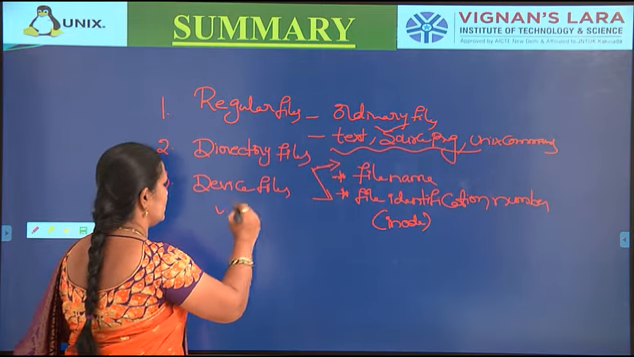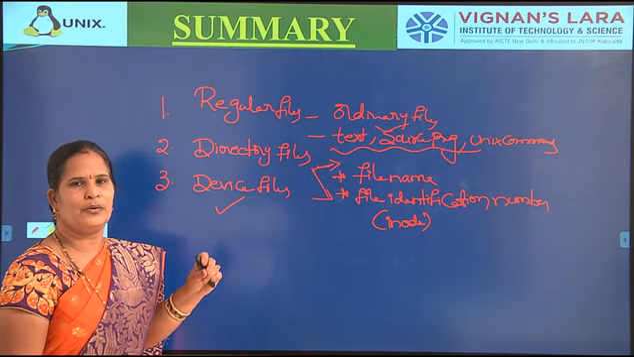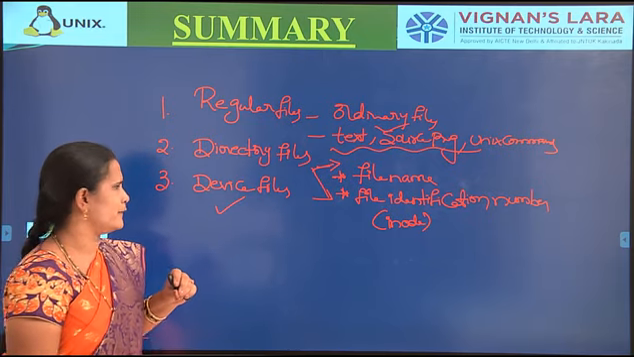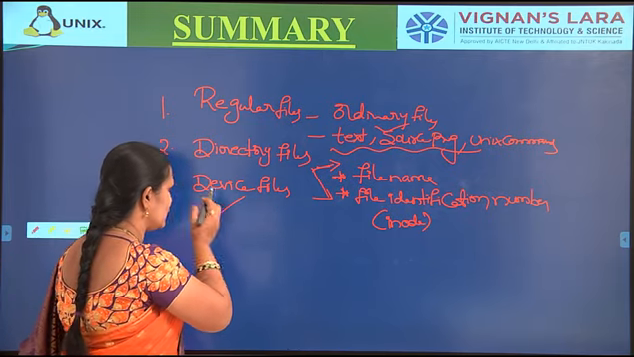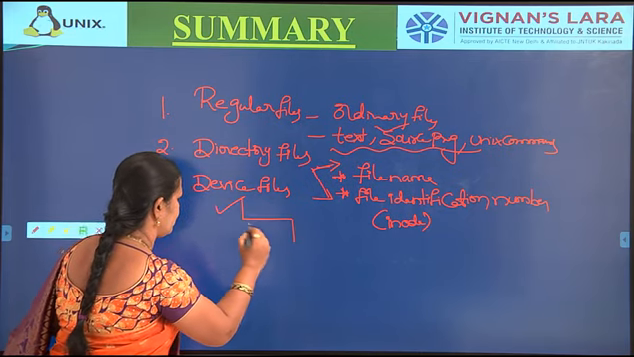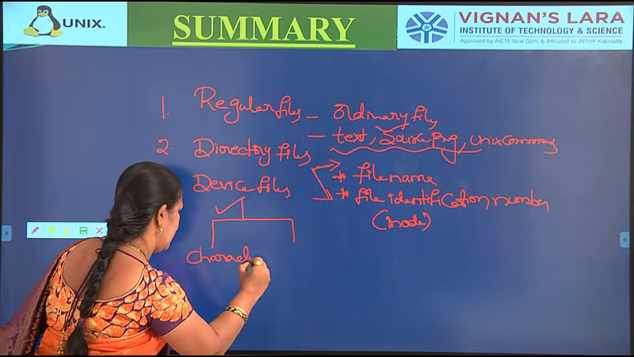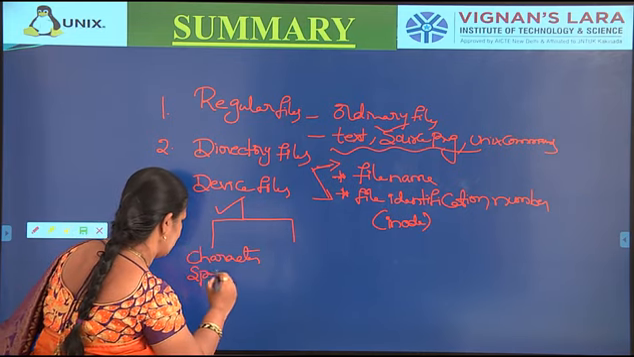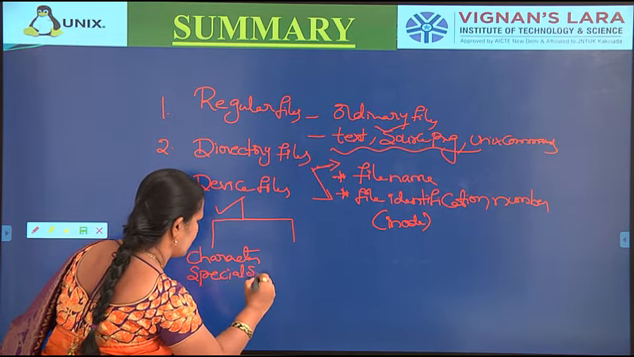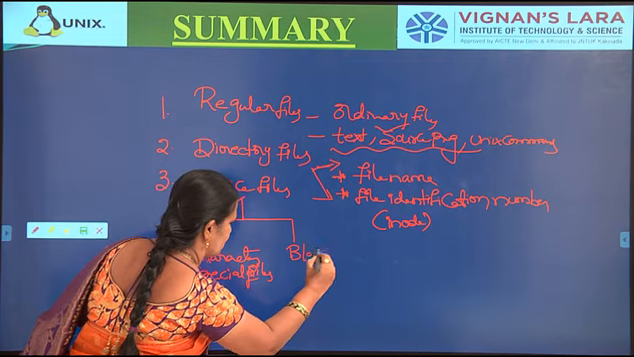And the last one is device files. A device file is nothing but a point of interaction to one of the computer hardware devices. Okay, so device files are once again classified into 2 types. Those are character special files and block special files.